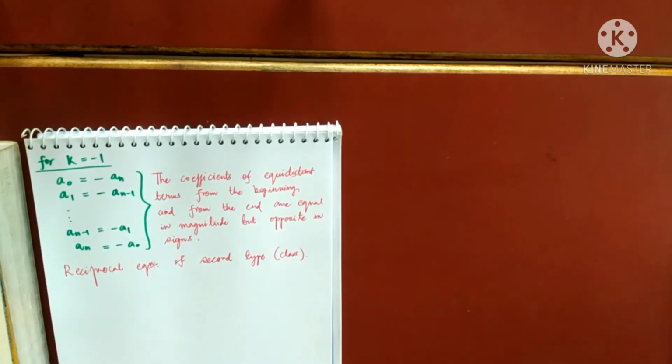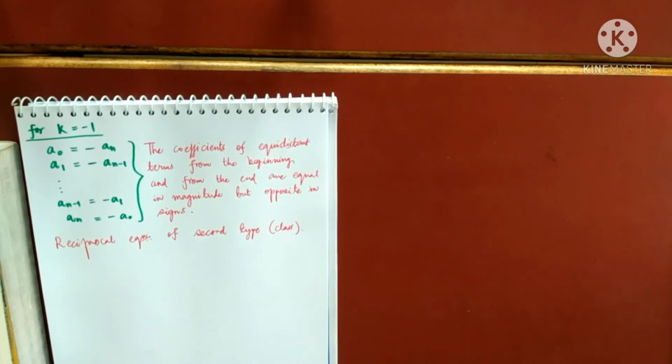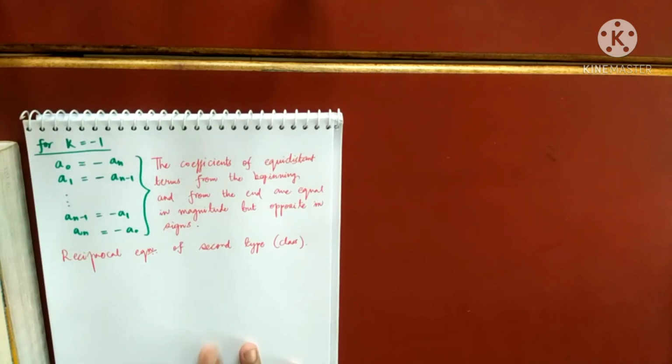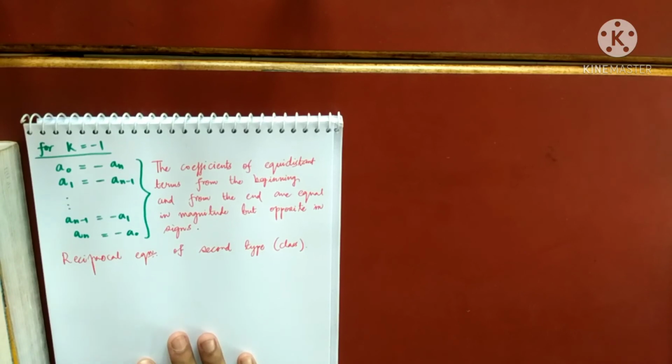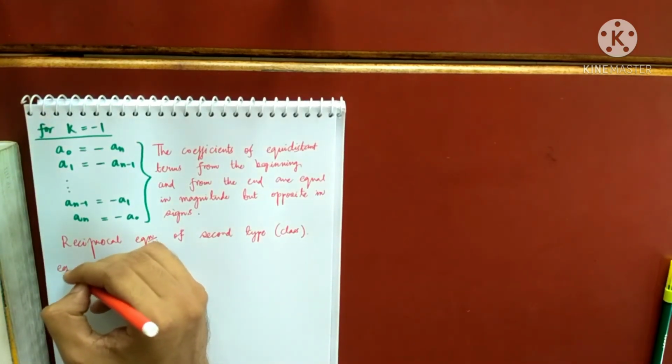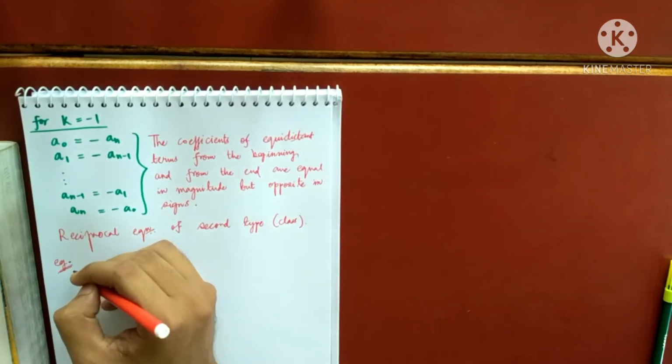So to be a reciprocal equation, one of two things must happen. The coefficients from the beginning and from the end must be equal in magnitude. That is for sure. If they are the same in sign, then it is a reciprocal equation of the first kind. If they are opposite in sign, then it is a reciprocal equation of the second kind. So let's take an example.